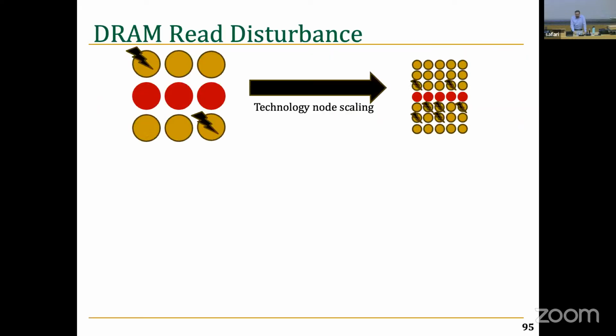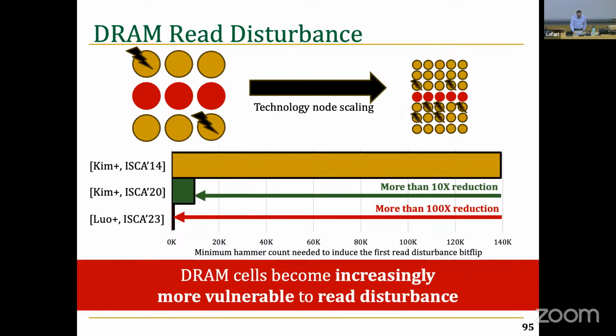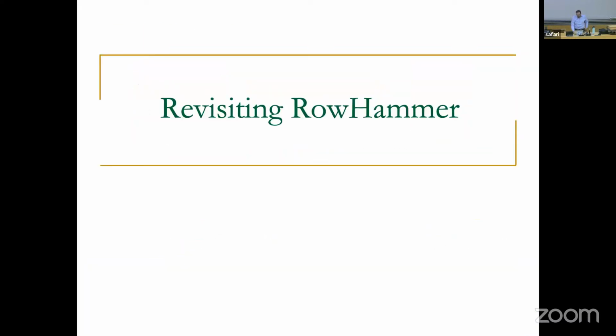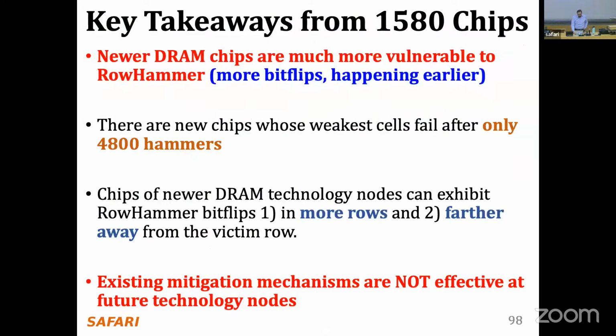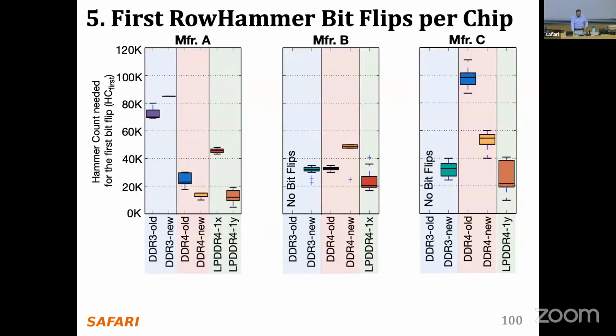No? Okay. So I said that with technology node scaling, DRAM cells get smaller and get closer to each other. As a result, now we can achieve bit flips with hammer counts 2 orders of magnitude smaller compared to 10 years ago. So it means that we are much, much more vulnerable today at the circuit level. The Revisiting RowHammer paper tests 1,500 different DRAM chips and shows that only 4.8K activations are enough for inducing bit flips.